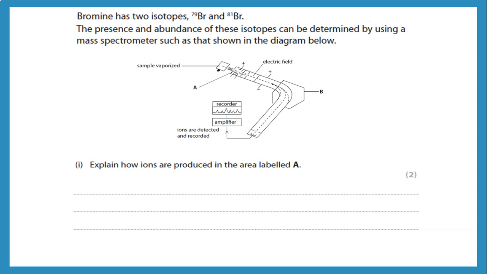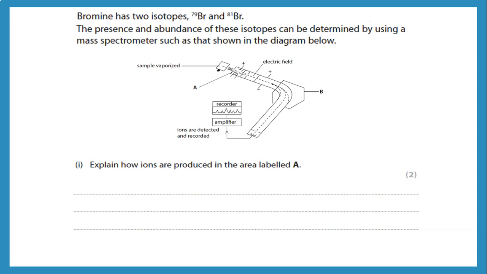Bromine has 2 isotopes, 79 and 81. The presence and abundance of these isotopes can be determined by using a mass spectrometer such as that shown in the diagram. So this is a diagram that he gives me for the mass spectrum. Explain how ions are produced in the area labeled A.